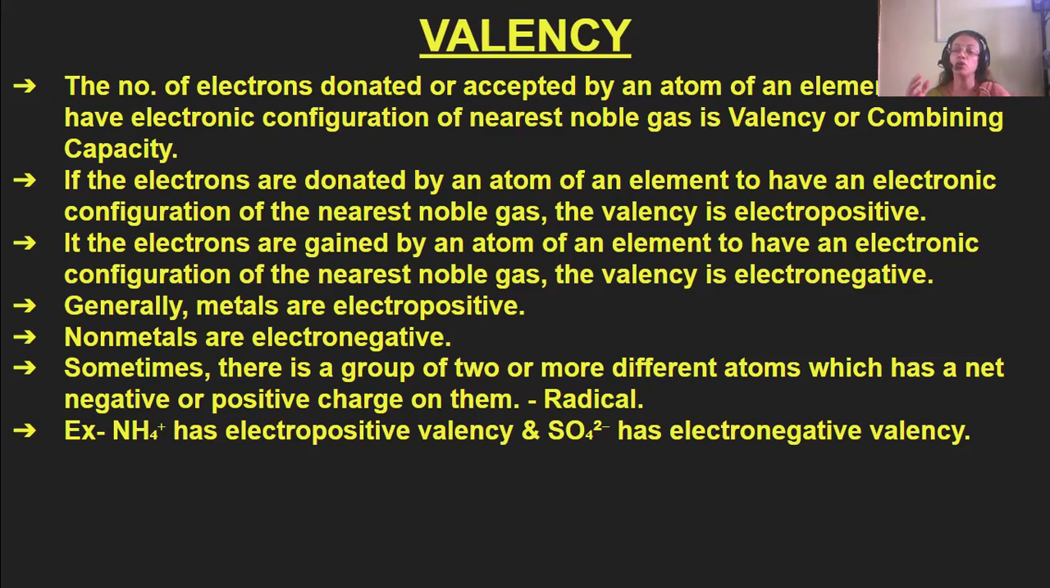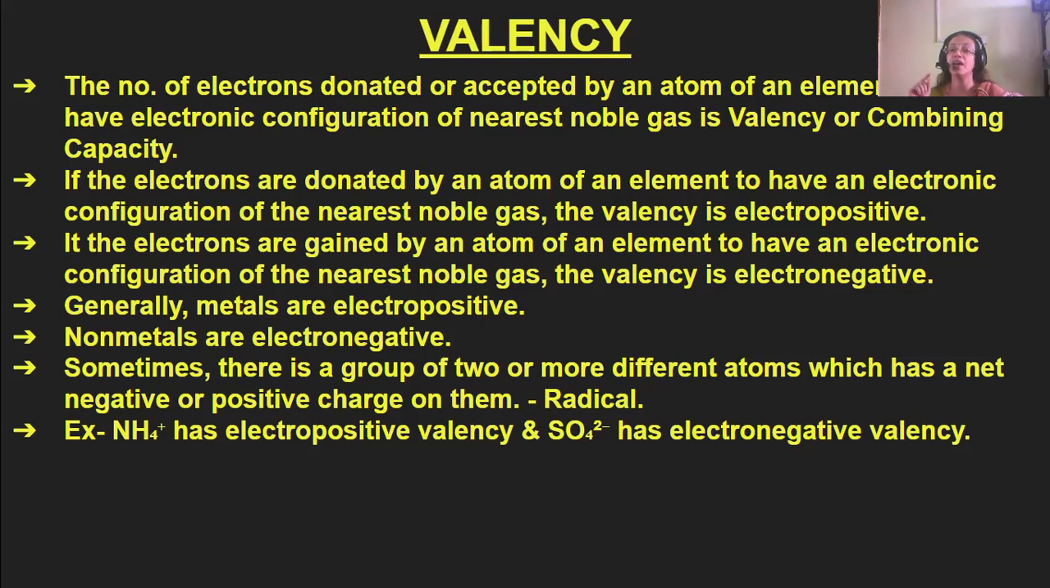Here you can see that generally metals are electropositive, that is, they donate electrons to form the electronic configuration nearest to the noble gas. The non-metals are generally electronegative. Sometimes there is a group of two or more different atoms which has a net positive or net negative charge on them, and that is known as a radical.